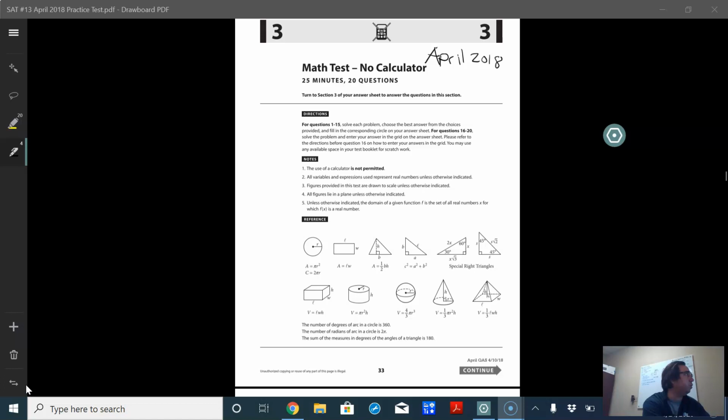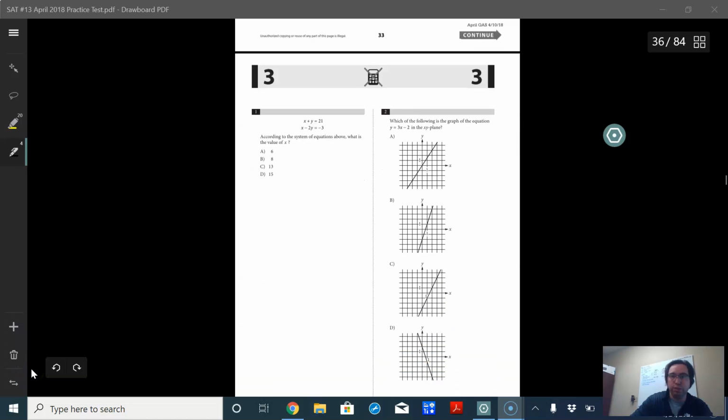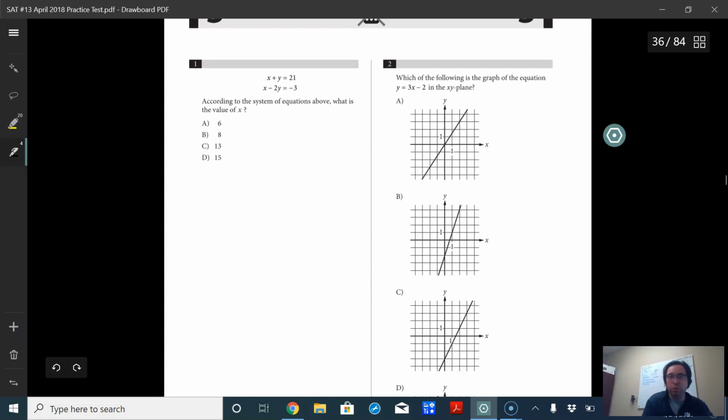I'm going to be going through the SAT April 2018 Section 3 Math section, no calculator, walking you through some of the solutions for this section. Things to keep in mind: we're going to work on pointing out things that may be evident in your ability to see the answers, or understand the types of questions being given to you. So let's go ahead and proceed.